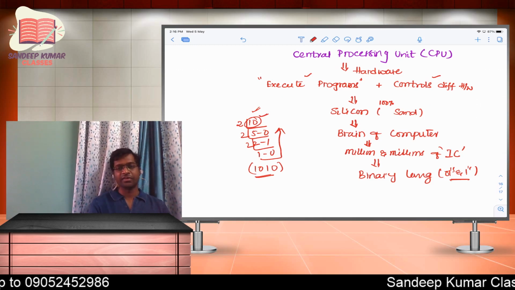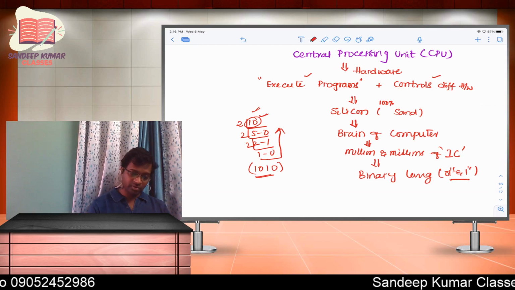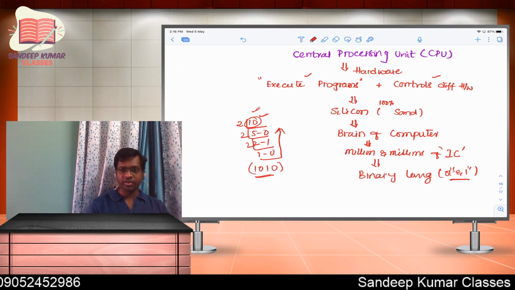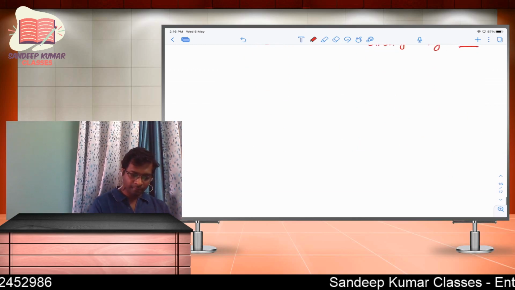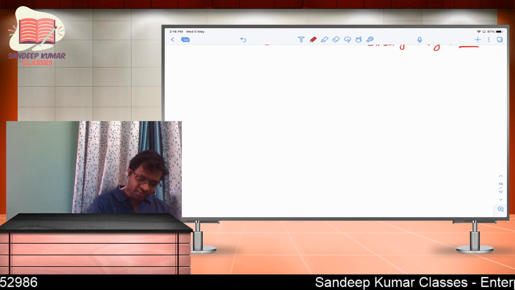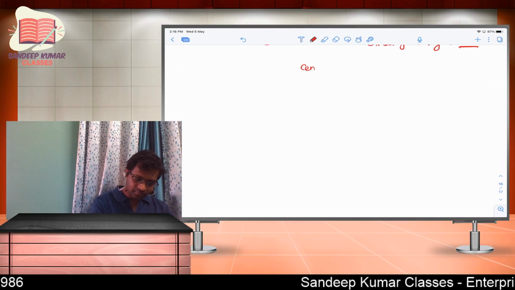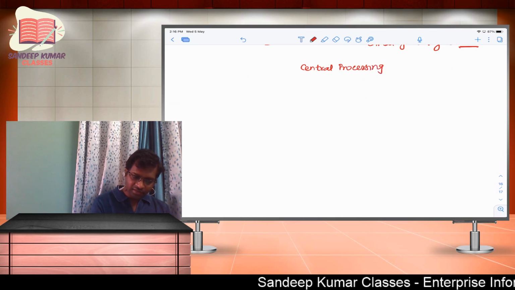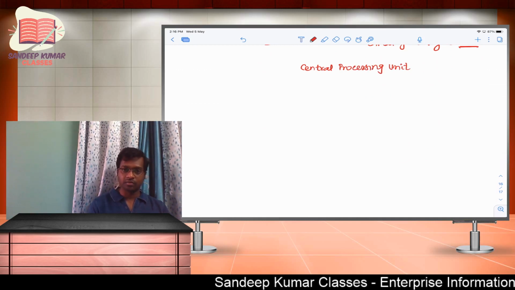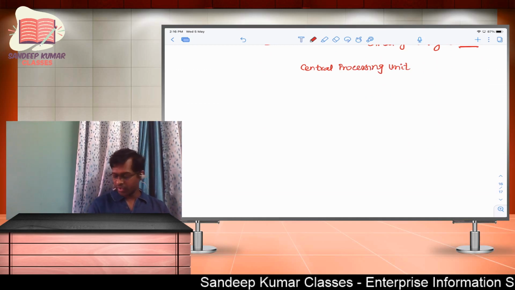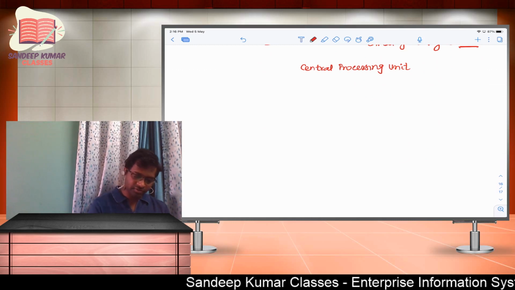Now we have different components in the CPU. Let us study the different components of the central processing unit. The central processing unit consists of three components. Internally, how many components do we have? We have three components.